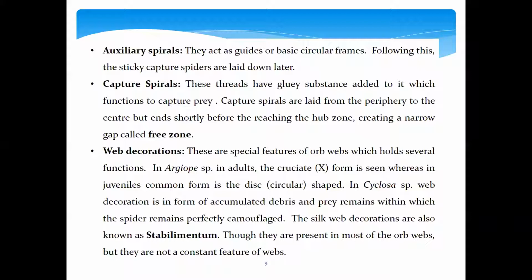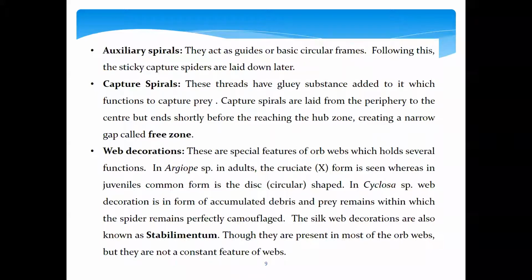So the next element we have is the capture spirals. These threads have a gluey substance added to them. All the previous web elements we have discussed, the frame threads, the radial threads and the auxiliary spirals, are not sticky in nature. That means they do not function to trap the prey. They function to make or stabilize the web. But the main thing about the capture spiral is that along with the silk, there is glue attached. The glue droplets are attached to the spiral. So this capture spiral is constructed as a function to capture the prey.